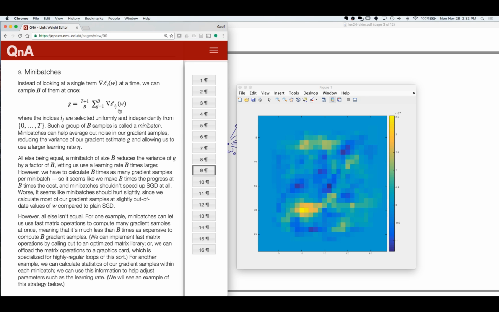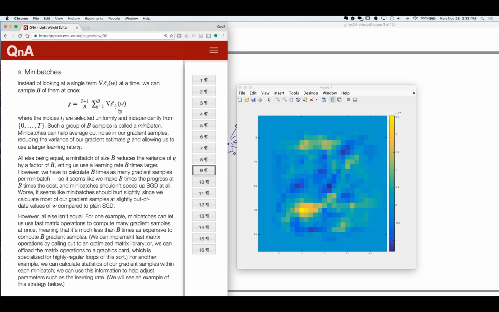And by fast matrix operations, I mean, you call out of Matlab to the matrix operations in Matlab, which are implemented in Fortran, right? Or you call out of NumPy to the same BLAS library that's implemented in Fortran. Or better yet, you have a graphics card in your system and you push all of your matrix multiplies, all of your dot products over to your graphics card. And graphics cards are optimized for regular loops like computing tons of big dot products. So you have to pay actually much, much less than b times the cost to compute b gradients. And so mini batches can be a win for that reason.